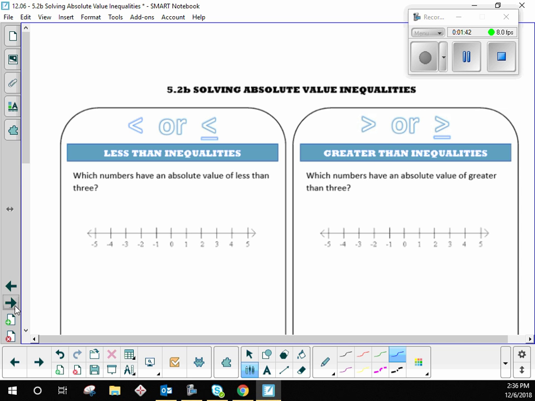All right, here are some notes for us today. What we're doing today is absolute value inequalities.